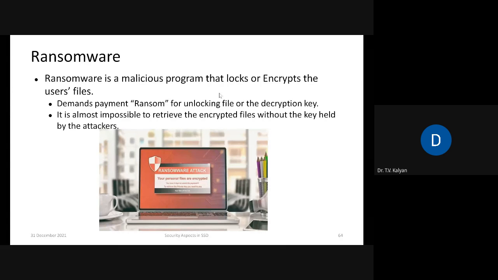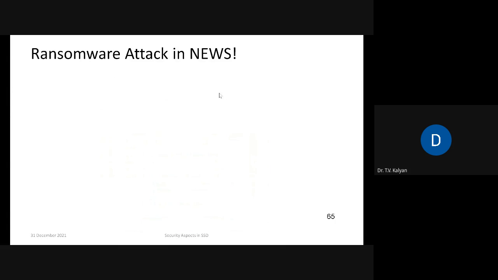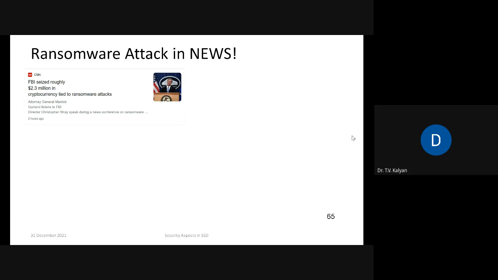Right? This is very prominent nowadays, and I have put some news clippings for you to appreciate this point. Right here, you can see that FBI has seized roughly 2.3 million in cryptocurrency that was tied to ransomware attacks, meaning that the attack was performed and the attacker wanted some cryptocurrency, right? And the FBI was able to track it.